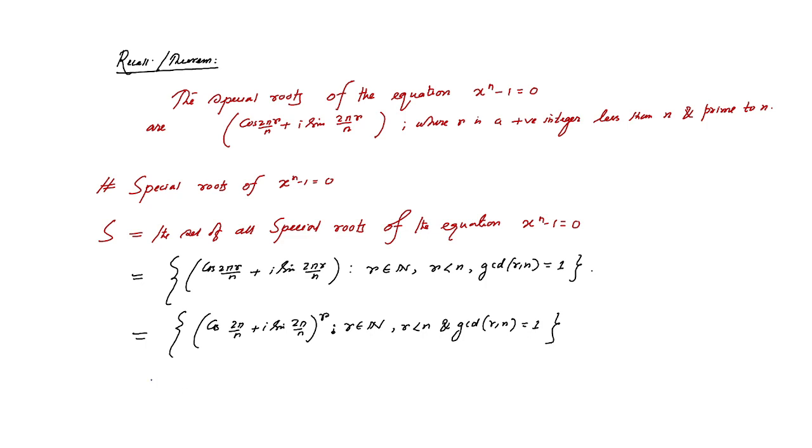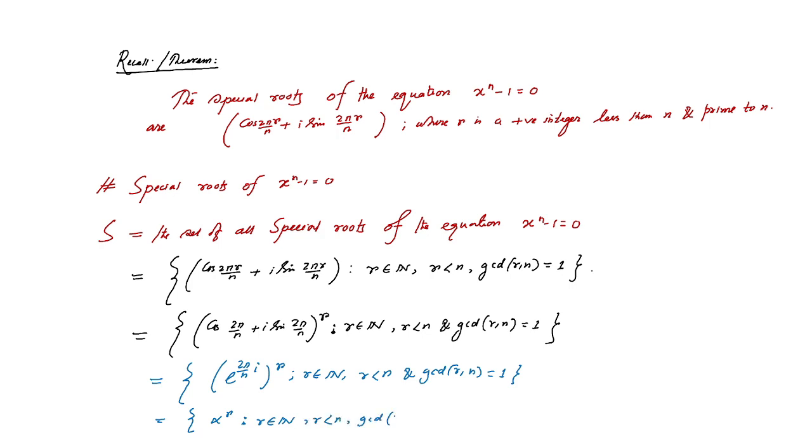That we can write e to the power 2 pi by n i, whole to the power r, where r belongs to natural number, r less than n, and GCD of r and n equals 1. That we can write alpha to the power r such that r belongs to natural number, r less than n, and GCD of r and n equals 1.